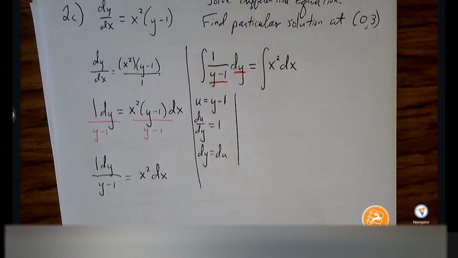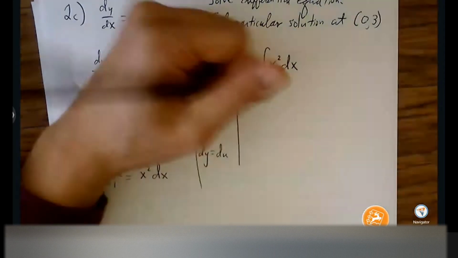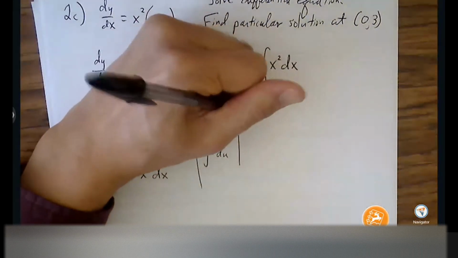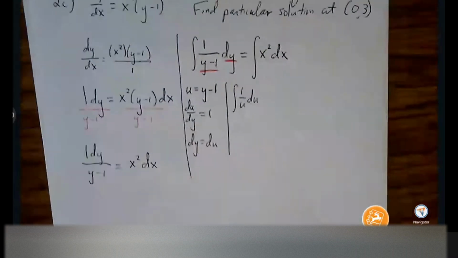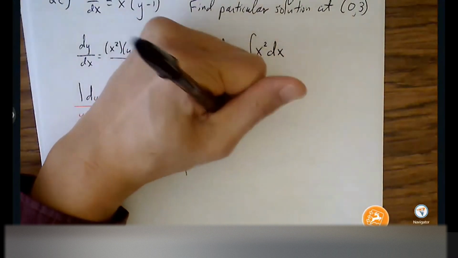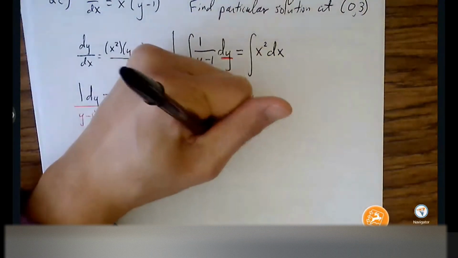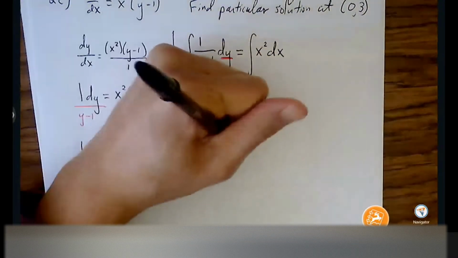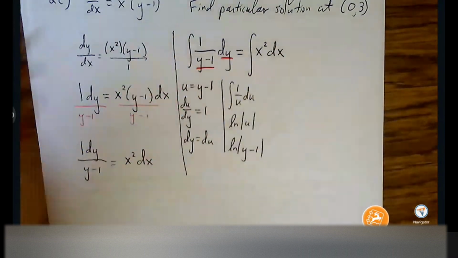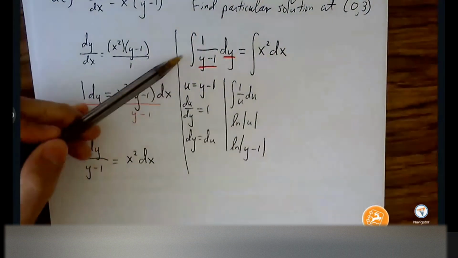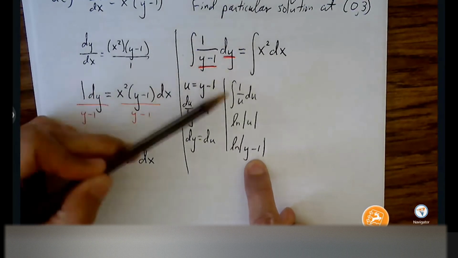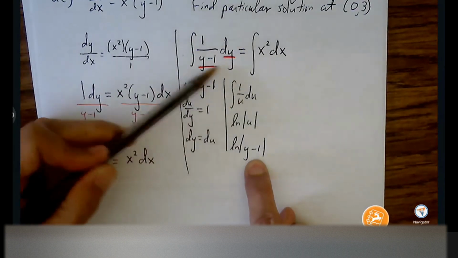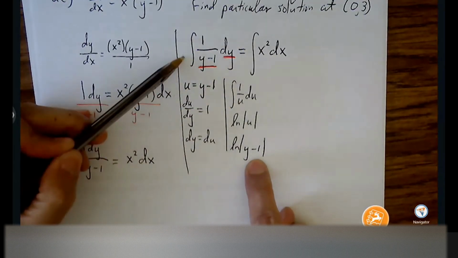Okay, replace the y minus 1 with u, replace dy with du, and we can see it matches with our integral rule for natural log. Becomes natural log absolute value of u, and then replace the u back in terms of the original variable. So if you like, you can jump directly from here to here if you're comfortable with that. So you don't have to write all this down if you don't want to.